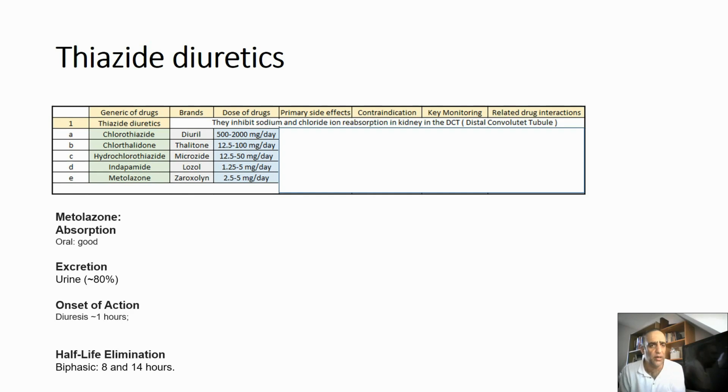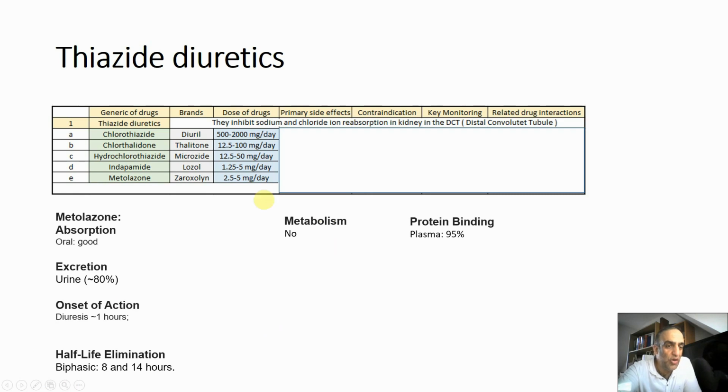The last medicine in this group is metolazone. Metolazone has good oral absorption, so we can use it orally. Zaroxolyn is the brand, and the dosage starts from a low 2.5 up to 5 milligrams per day. There is no metabolism in the liver, but elimination is a little faster, because it is usually carried with a high protein binding effect, as 95% of this drug is carried by proteins, but excretion by the kidney is a little faster compared to the other drugs in this group.